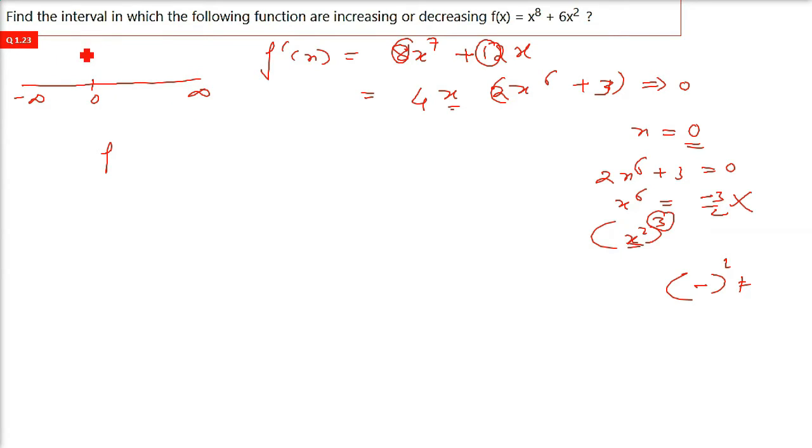So anything which is greater than 0 to infinity will be increasing, and from 0 to negative infinity it will be decreasing.